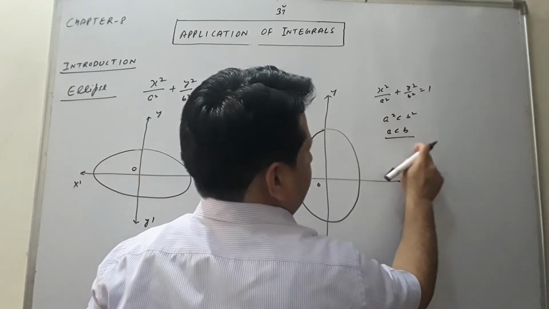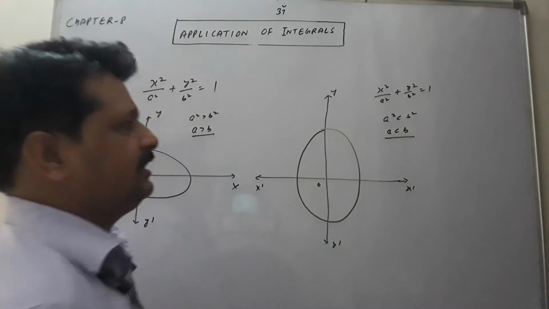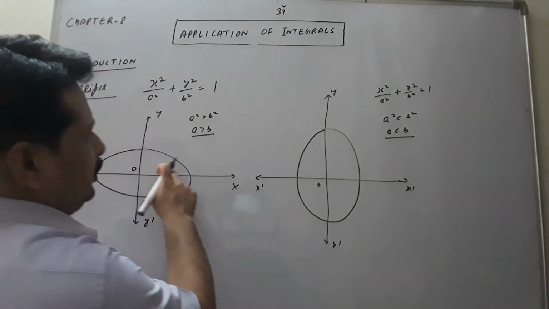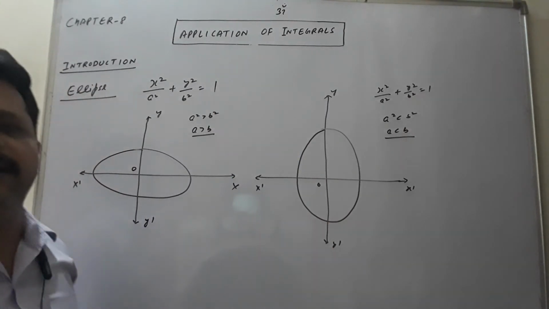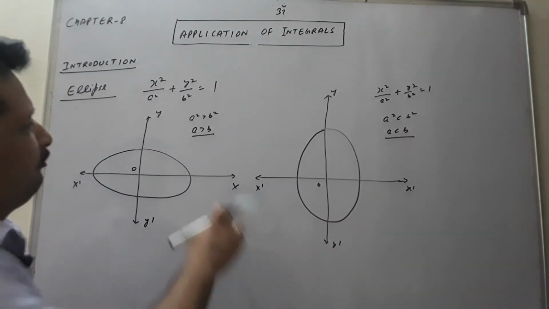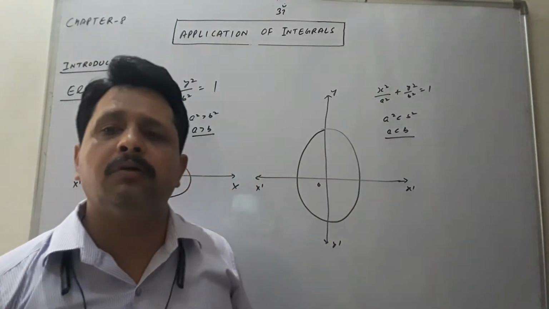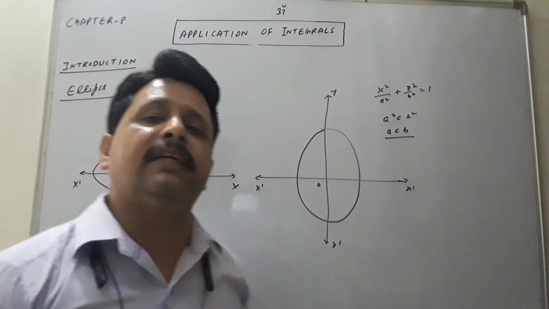If a is less than b, then we can say that this ellipse will lie toward the y-axis. So these are the two different ellipses we have, students. In this chapter we will also make use of the ellipse to discuss the area of the ellipse.